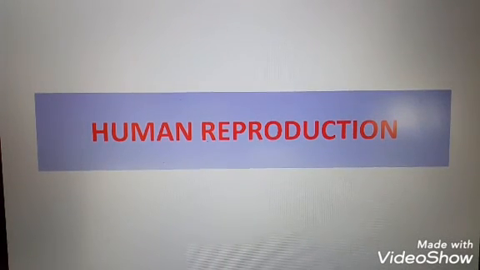Next question is, differentiate between menarche and menopause. Menarche is the beginning of menstrual cycle at puberty. It starts at the age of 13 to 15 years, and menopause is the cessation, meaning a stopping, of menstrual cycle. It happens around 50 years of age. Not exactly the correct 50.